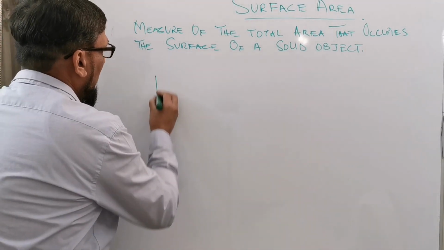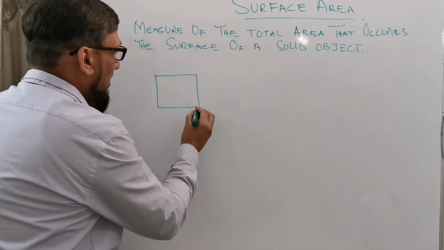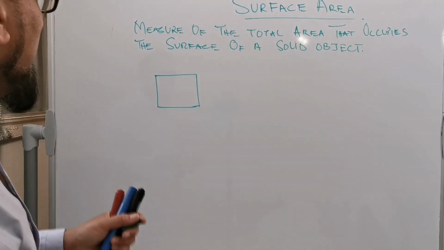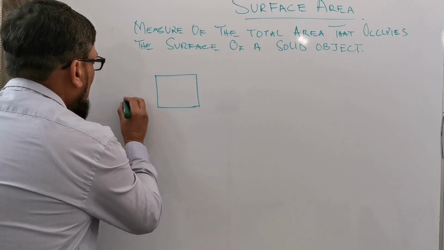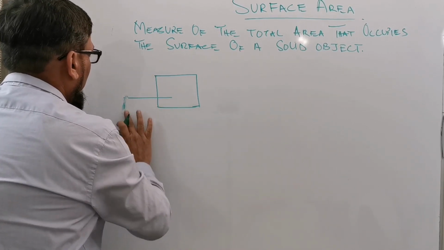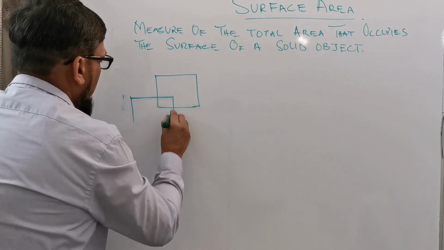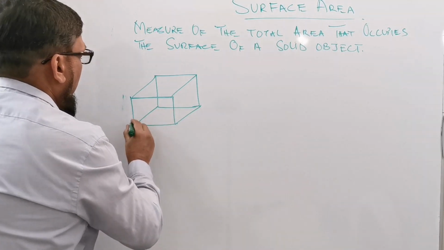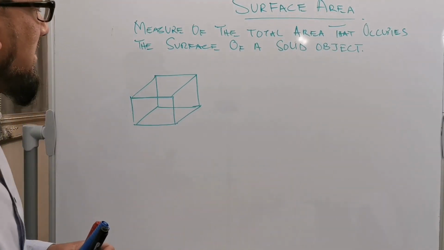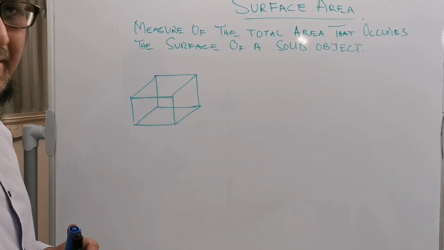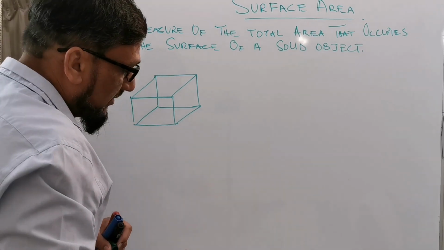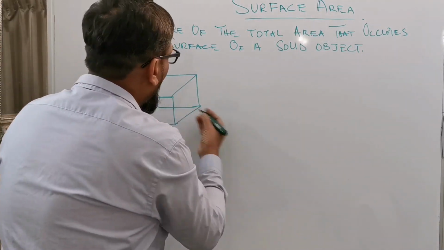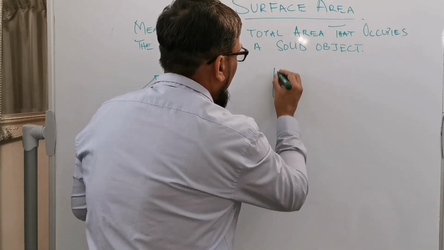As we know, we already discussed the square. This is the shape of a square, and all sides are equal. So if I make a cube, it looks like that. It means there are 6 faces for a cube, like you know from non-verbal reasoning. So if I unfold this cube, it will look like this.